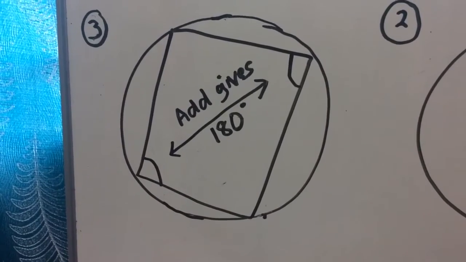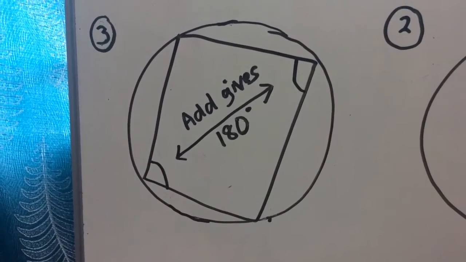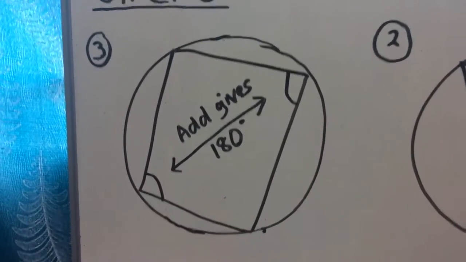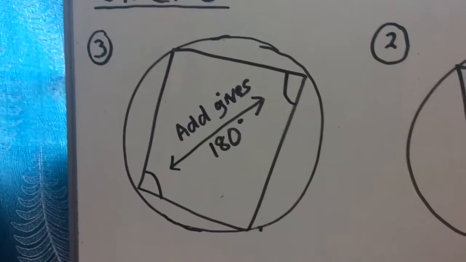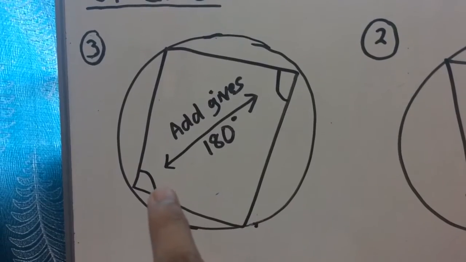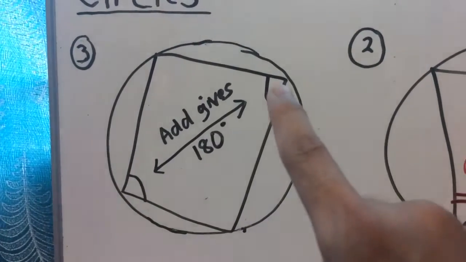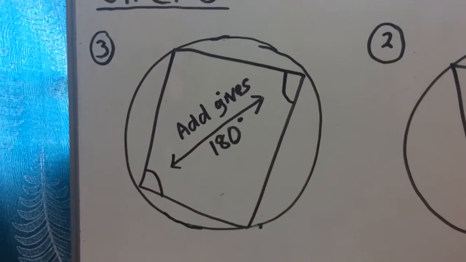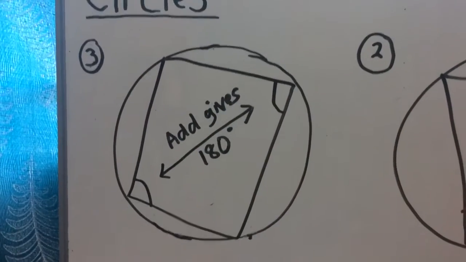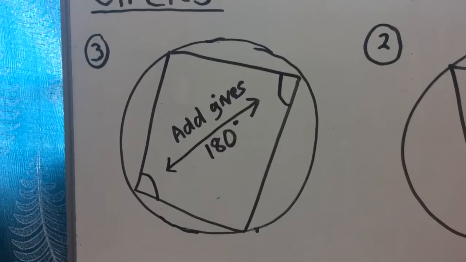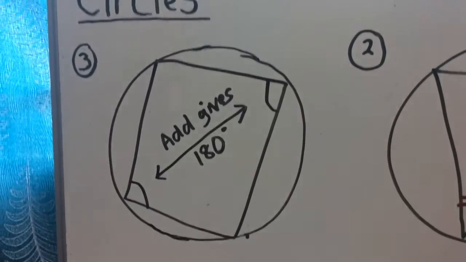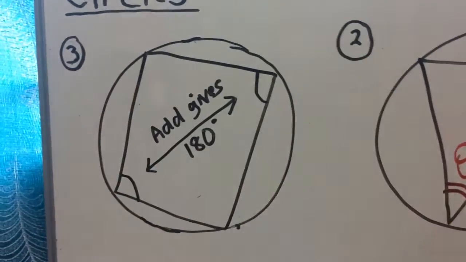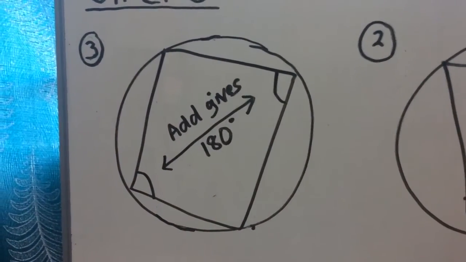Alright, the third property is when you have a four-sided polygon inside the circle. The opposite angles, when you add both of them, you will get 180 degrees. So let's say here is 50 degrees. The opposite will be 130, because 50 plus 130 is 180 degrees. So remember, when you have a four-sided polygon inside the circle, the opposite angles add up to 180 degrees. So this is a cyclic quadrilateral.